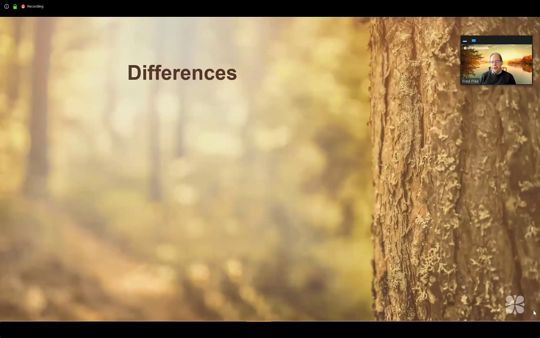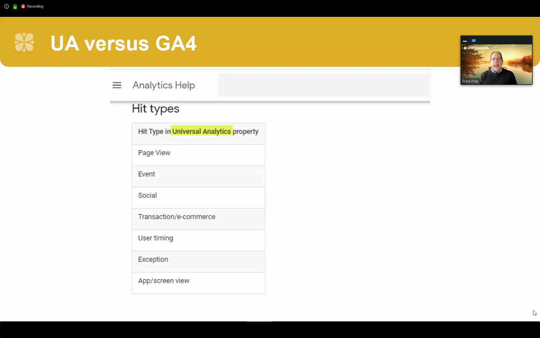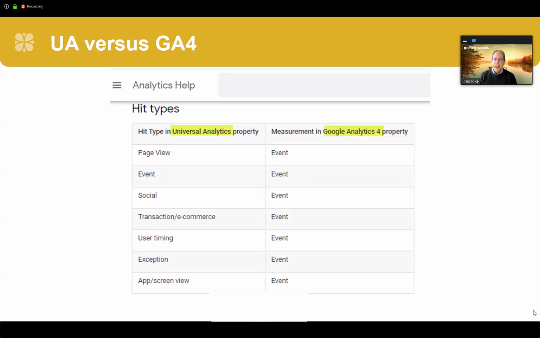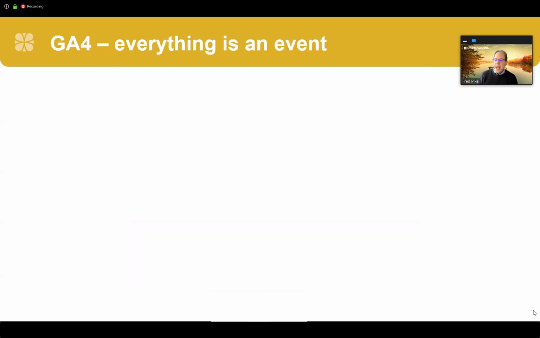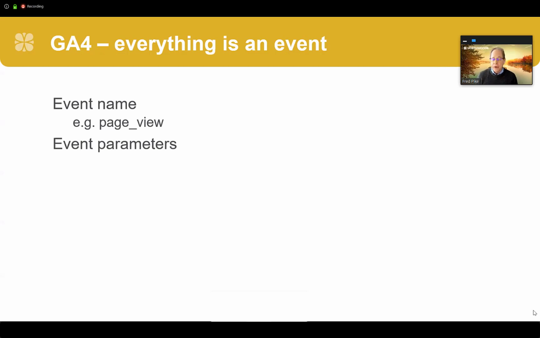So starting off, some differences. In Universal Analytics, there are several different hit types that get sent to Google Analytics. You can have a page view hit type, you can have an event, a social, an e-commerce, etc. GA4 has a different model. Everything is an event. Every single thing that gets sent to Google Analytics in GA4 is an event. And an event has two components: an event name, for example, page view, and event parameters, which describe that event name. So page location, page referrer, title, things like that.